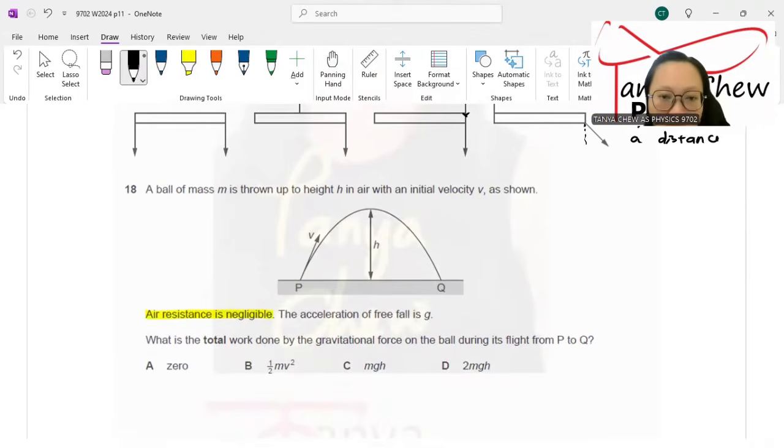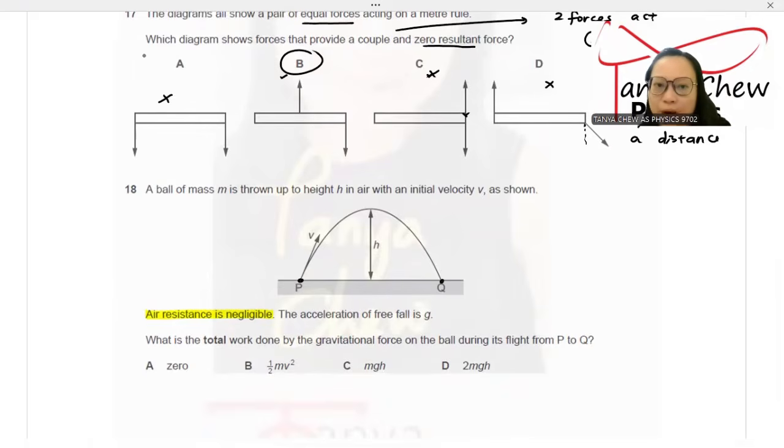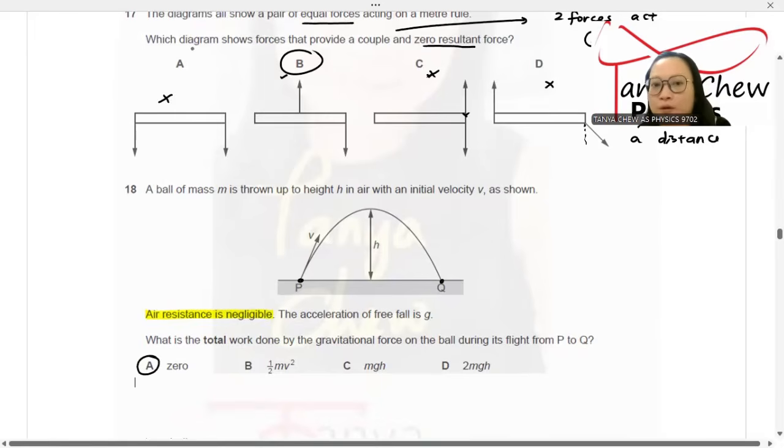So from P back to Q, P is on the ground, Q is also on the ground, right? So there is no work done by the gravitational force because P and Q are actually the same point. Start at the same point, end at the same point. So the gravitational potential energy change is equal to zero. No work is done when you end at the same point.